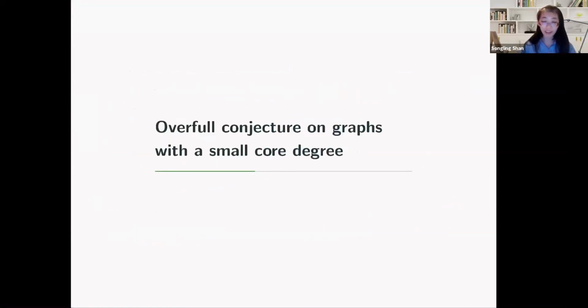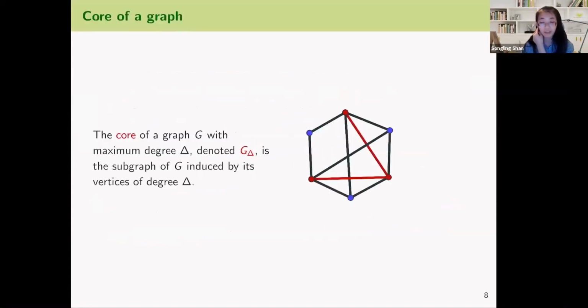And for now, I will move on to the restriction of the overfull conjecture to graphs with a small core degree. To this end, let's define what is called the core of a graph G. The core of G is defined as the subgraph induced on its vertices of maximum degree. Like in this example, you can see that the maximum degree of this graph is 4, and we have 3 vertices of maximum degree. The subgraph induced on these 3 vertices is a path of order 3.